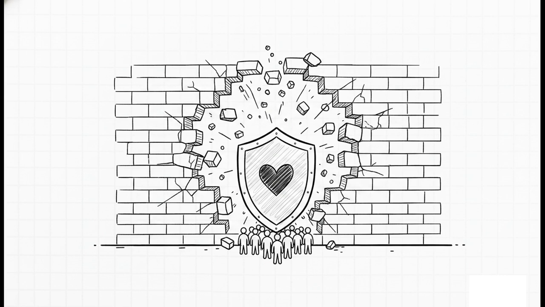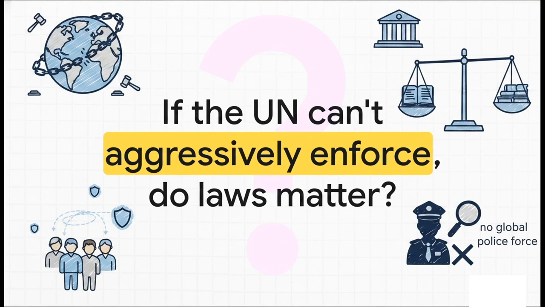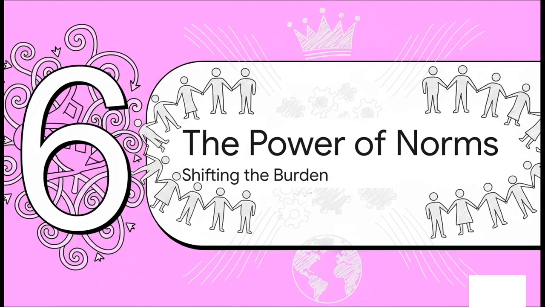But all this brings up a really crucial question for our modern era. Even with the ICC, the international system still relies heavily on states to enforce these rules. The UN doesn't have a global police force. So if the UN is structurally constrained and relies on the very states that often commit the violations, what is the actual day-to-day value of this massive human rights system? Let's uncover the profound hidden power behind these agreements in our final section, the power of norms.